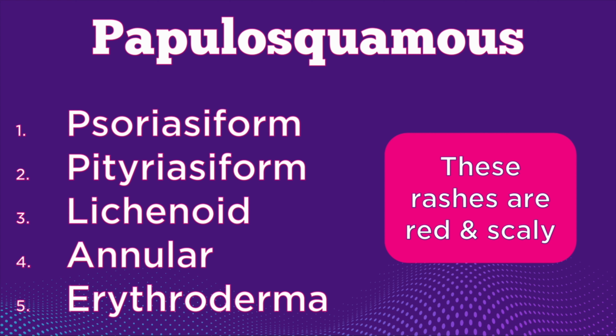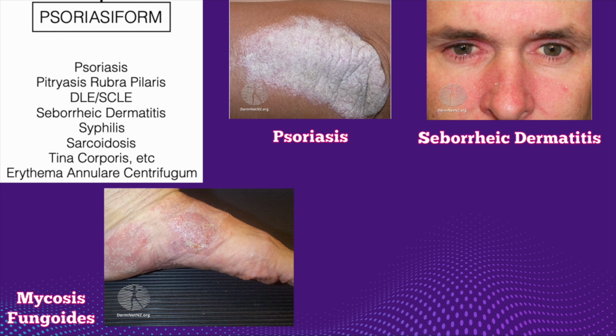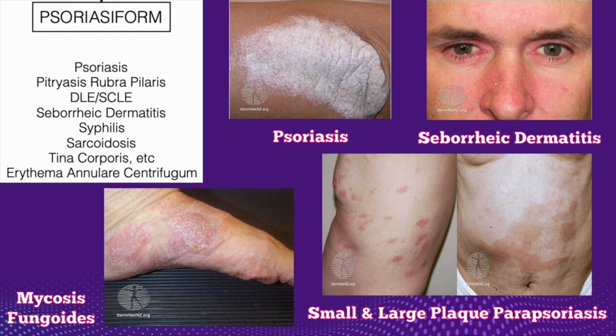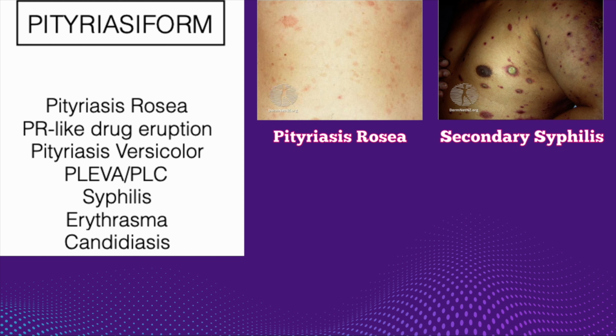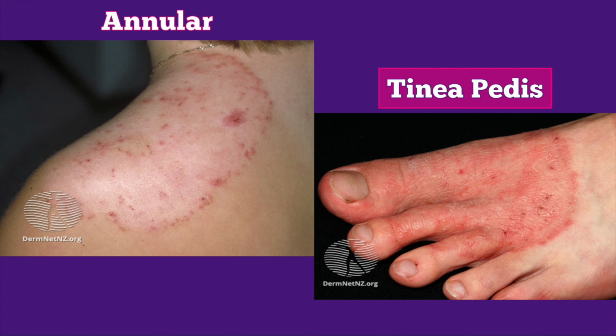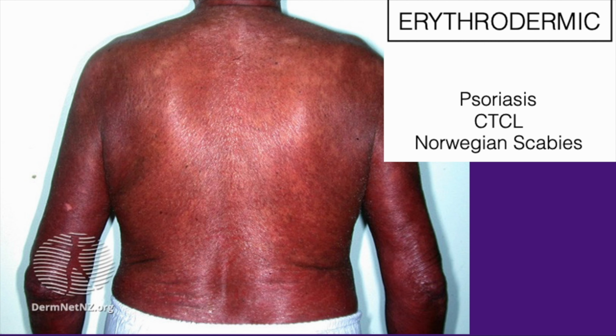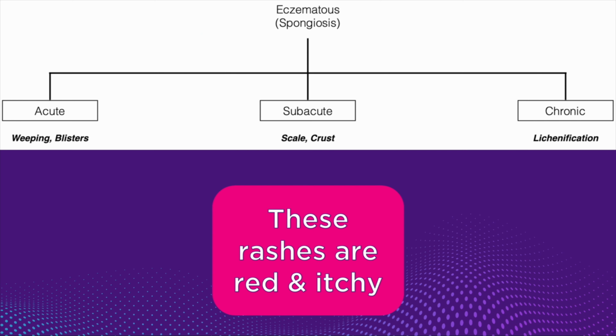Dr. Gropper breaks down the papulosquamous rashes into 5 subcategories. 1. Psoriasiform, which includes psoriasis, seborrheic dermatitis, mycosis fungoides, and small and large plaque psoriasis. 2. Pityriasiform, which includes pityriasis rosea, secondary syphilis, and tinea versicolor. 3. Lichenoid, which includes lichen planus and its many variants, including drug-induced forms. 4. Annular, including tinea infections. And 5. Erythroderma. The second reaction pattern includes the Eczematous Disorders, which are red and itchy rashes with less scale than the Papulosquamous Disorders.